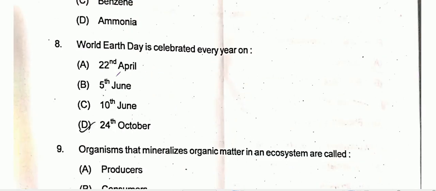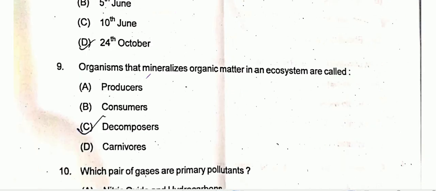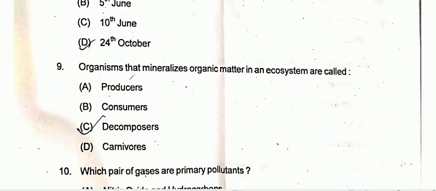Question number 8. World Earth Day is celebrated every year on 22nd April. So option A is the correct one. And the theme for 2020 is climate action. Question number 9. Organisms that mineralize organic matter in an ecosystem are called decomposers. That is, option C is the correct one.